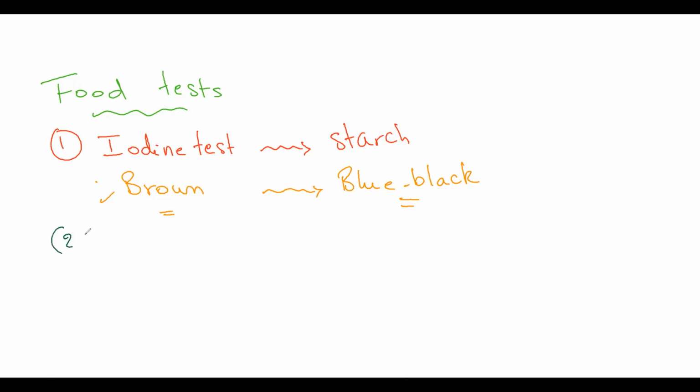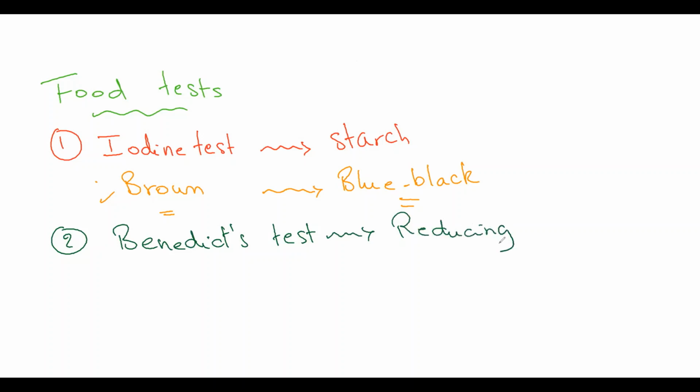But what about the food test for sugars, or we call them the reducing sugars? There is a test that is called Benedict's test. This test tests for reducing sugars. All the sugars that I just explained are reducing except sucrose. It is called non-reducing.